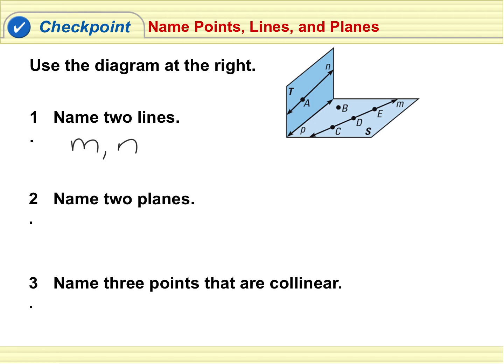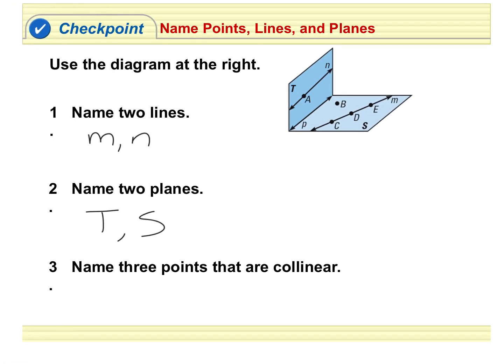Okay, name 2 planes. How many planes are in that diagram? 2. What are their names? T and S. Those big bolded letters in the corner of the plane. Good. Lastly, name 3 points that are collinear. C, D, and E. Is there any other example for 3 collinear points, or is that the only one in that diagram? That's the only one. Yep.